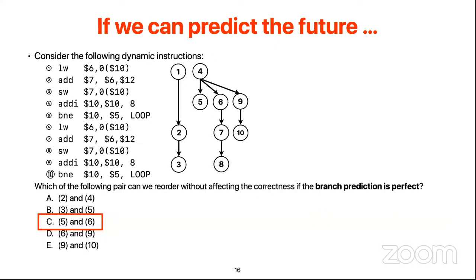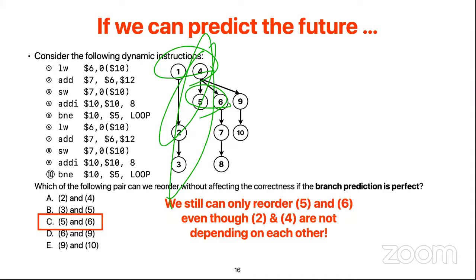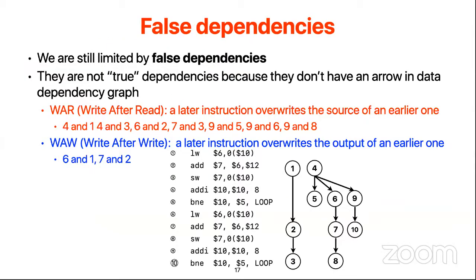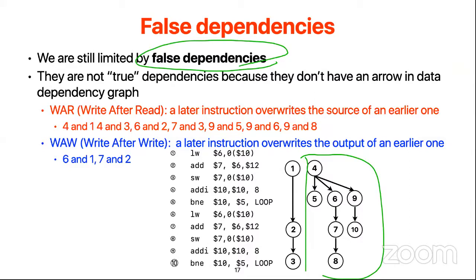But here's the answer you gave me, right? Only 5 and 6 can be executed in parallel, or say they can be reordered, right? But not 1 and 4, not 2 and 4, not 3 and 4. Even though 4 is independent of all of them, right? So why? The reason is that although 1, 2, 3 are completely independent of this part of the graph, we are still constrained by false dependencies.